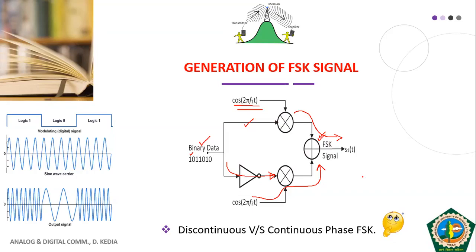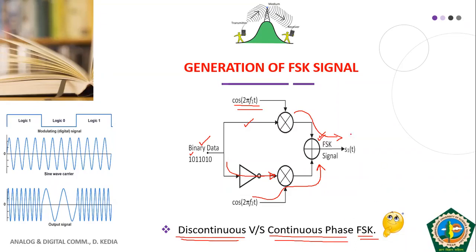Here one very important concept needs to be appreciated with regard to generation of the FSK signal. You may not have thought of this concept while thinking about the FSK signal. We basically have two kinds of FSK signal. One is called discontinuous phase FSK signal, and another is continuous phase FSK signal.